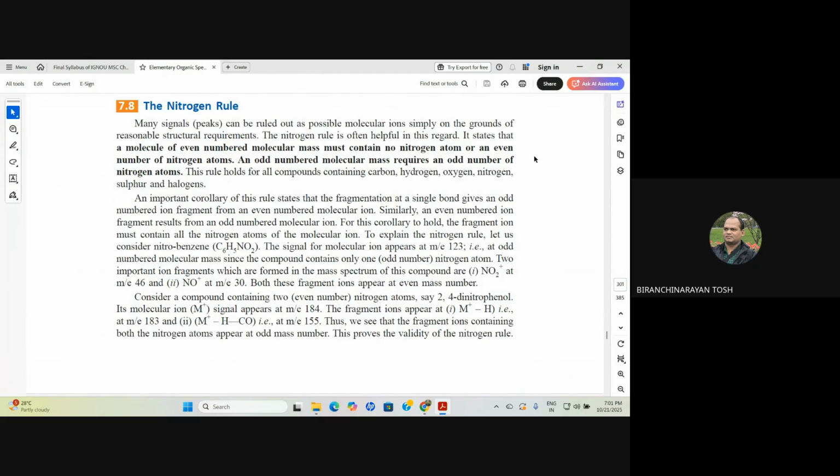If the molecular ion mass is even, it may not contain any nitrogen or it may contain two nitrogens. And if the molecular mass is odd, then there must be one nitrogen atom. That is the nitrogen rule. So this rule holds for all compounds containing carbon, hydrogen, oxygen, nitrogen.